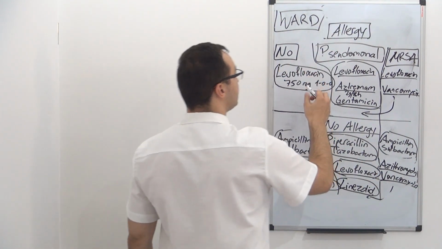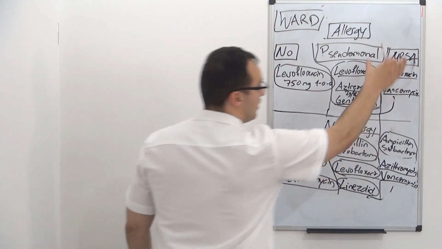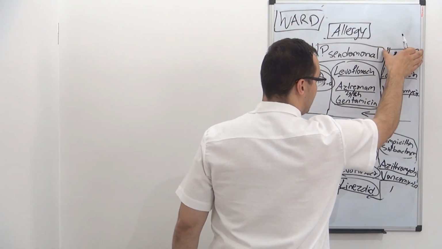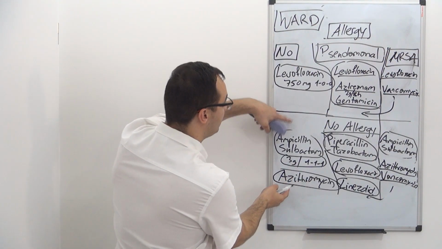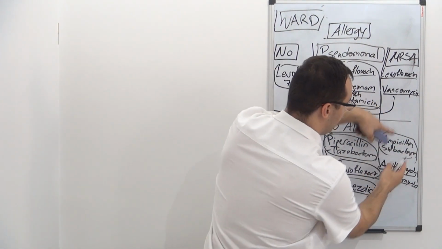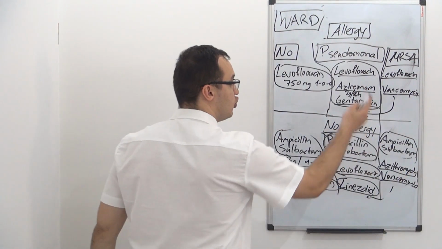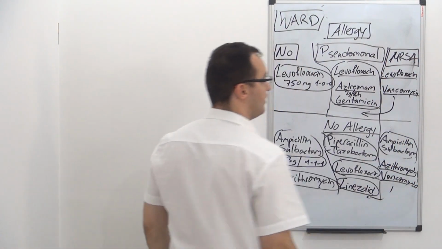I have another case, a patient in the ward, no allergy, with MRSA risk factors. I will give the same treatment as he got here, with the no risk factors, ampicillin sulbactam and azithromycin, together with a vancomycin, because remember, vancomycin attacks MRSA.